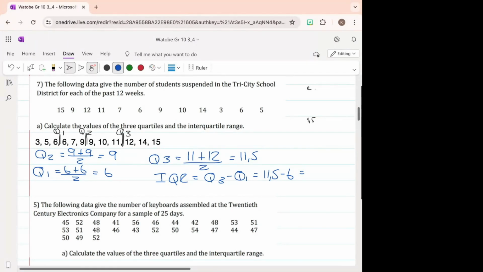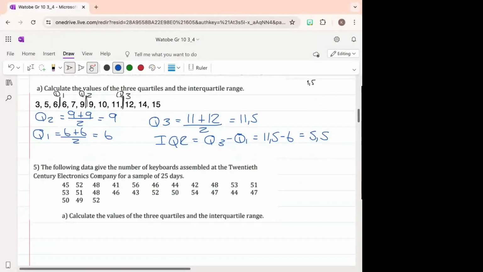What's 11,5 minus 6? You get 5,5. It's a small mistake. Draw it out. See it visually in your mind as well so that you can see it on the page. Okay.